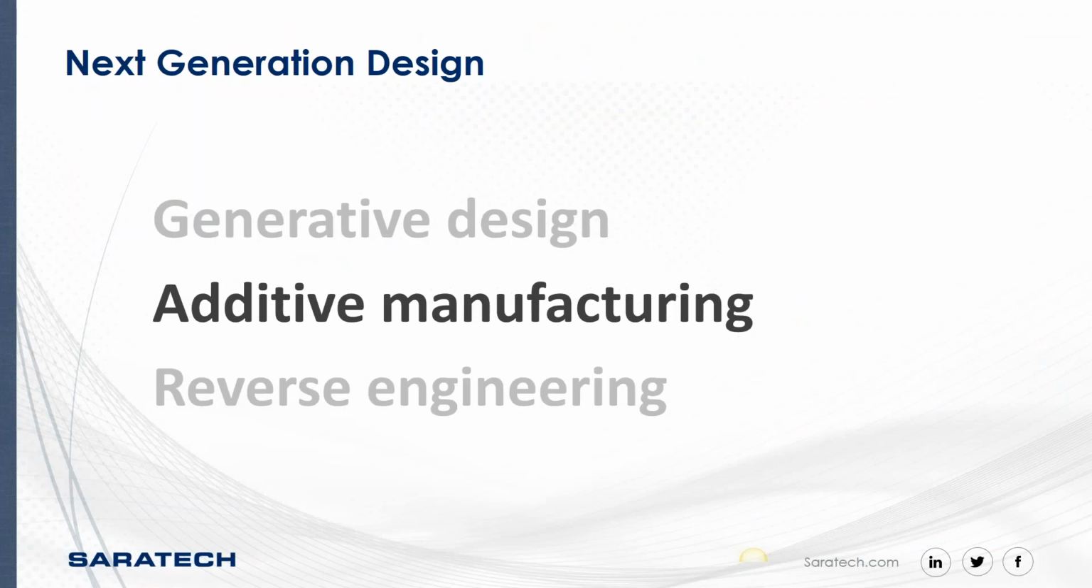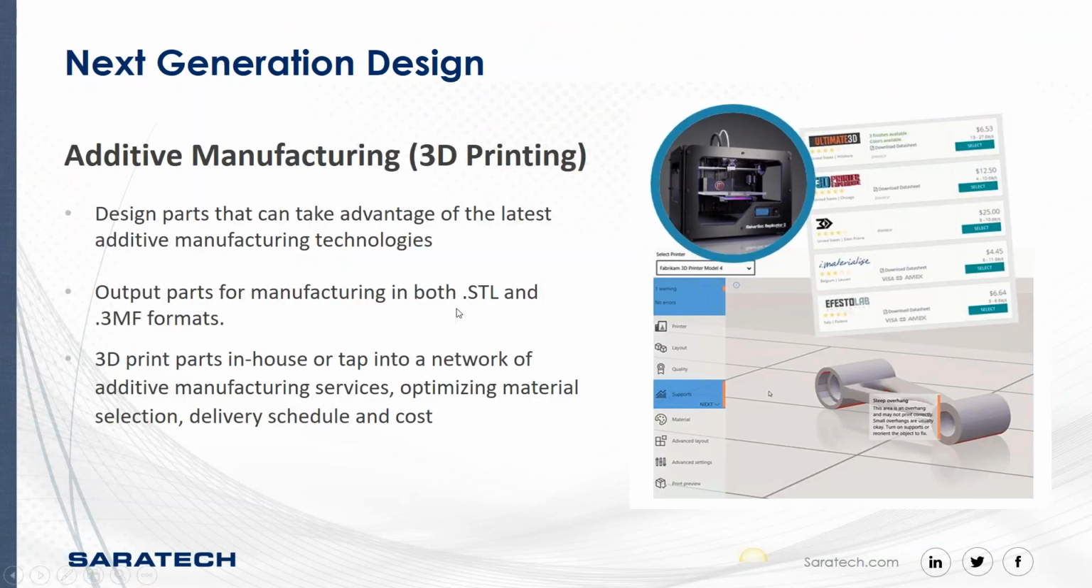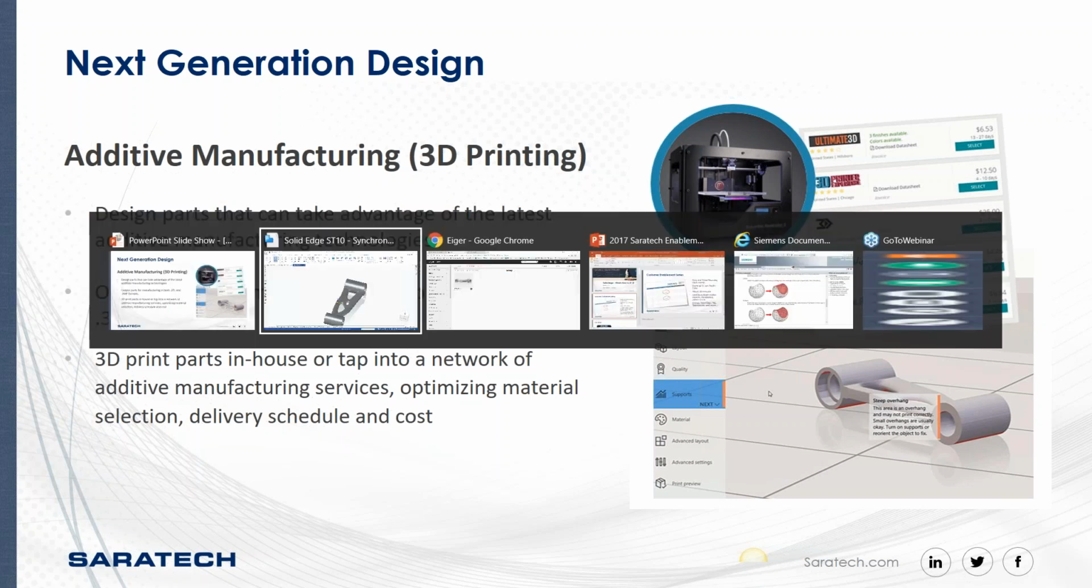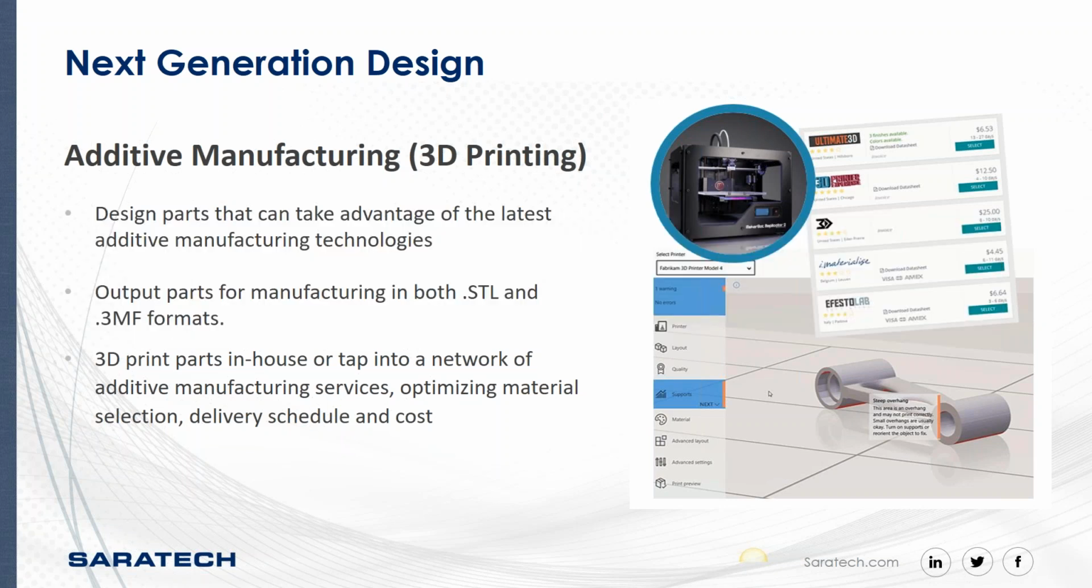So going back, just to review, we can use the latest additive manufacturing technologies that output parts in the STL and 3MF formats. The 3D printed parts can either be made in-house, or you can tap into a network of additive manufacturing services. You can optimize the material selection, the schedule, the cost, and that's additive manufacturing with Solid Edge. On to the next one. Actually, go back to our presentation.